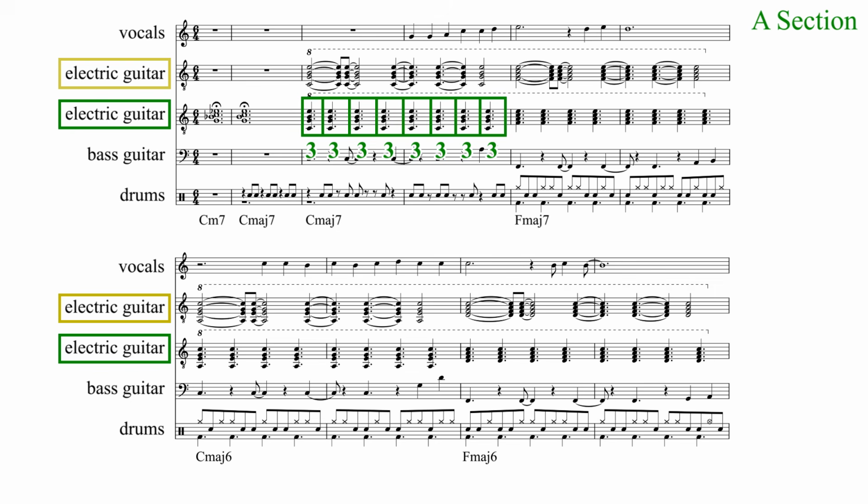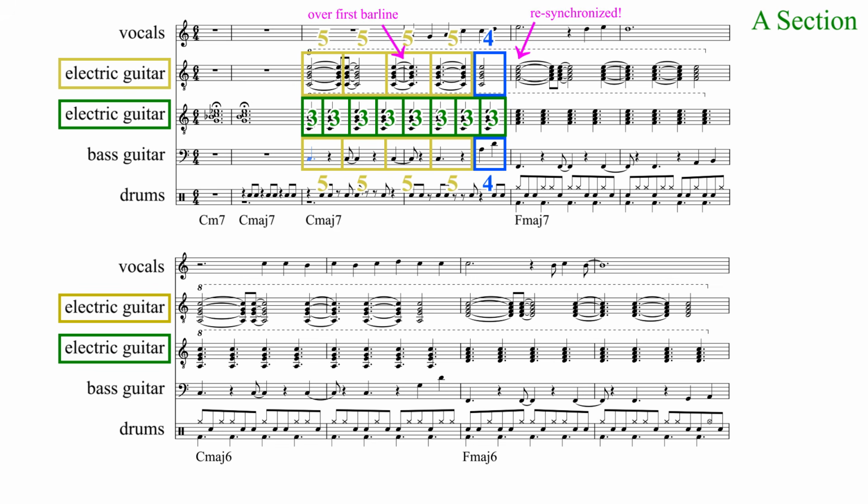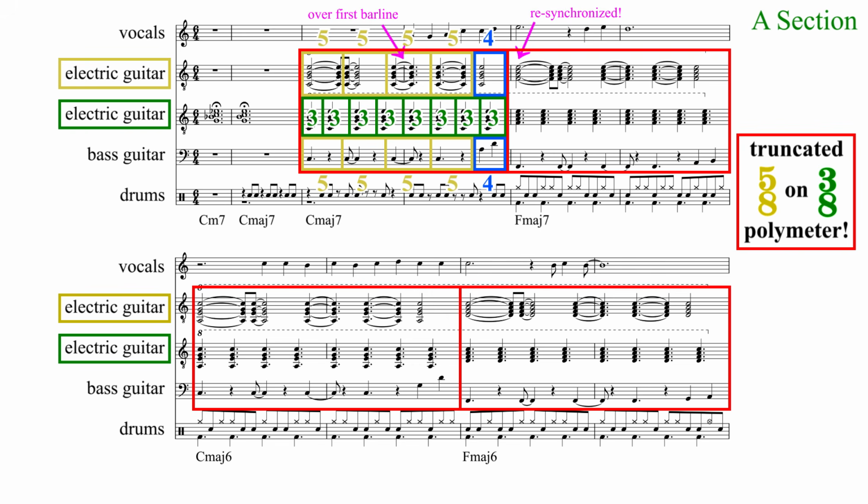In contrast, the other guitar holds these chords for 5/8 notes. This repeated unit goes over the first bar line, but as we approach the second bar line, it truncates to 4/8 notes instead, resynchronizing with the other guitar as they change to the next chord. The bass guitar follows this rhythmic pattern as well, substituting 2 quarter notes for this final half note. This is essentially a truncated 5/3 polymeter.